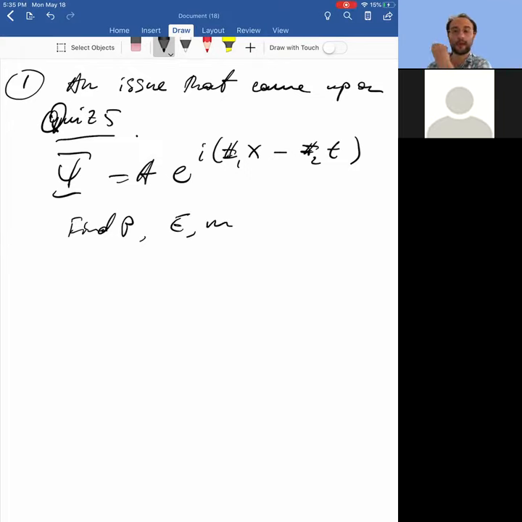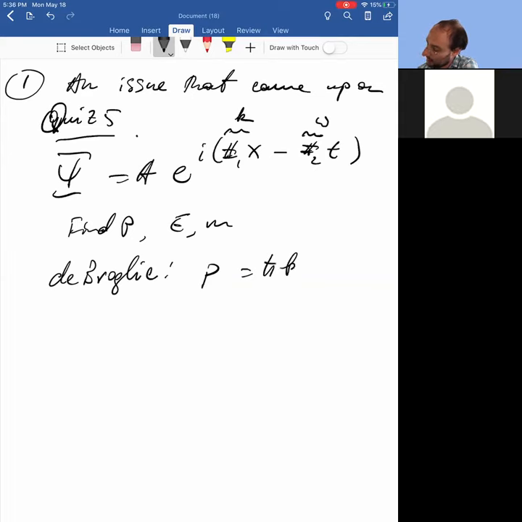The right way to do this problem is you had to recognize, aha, this is a wave with pure wave number and pure frequency. So this must be the k, this must be the omega. And then according to Monsieur de Broglie, momentum must be h bar k, energy must be h bar omega, plug and chug.